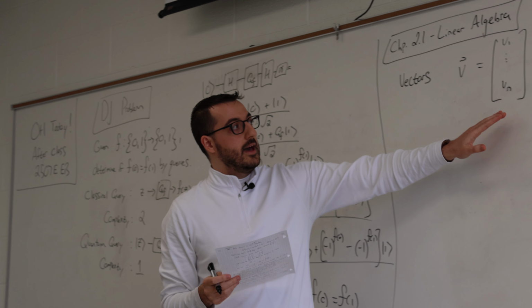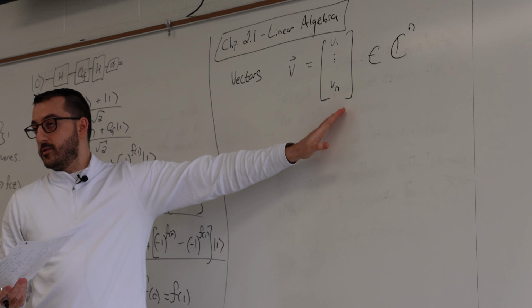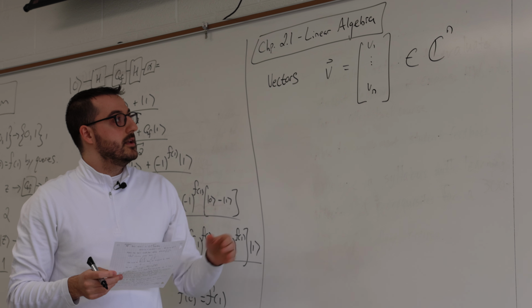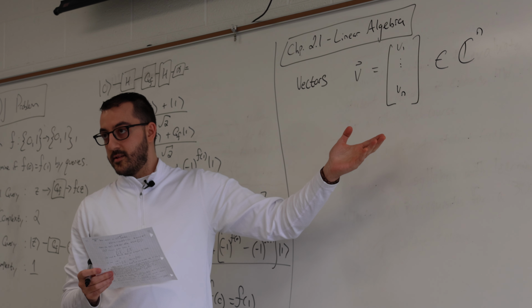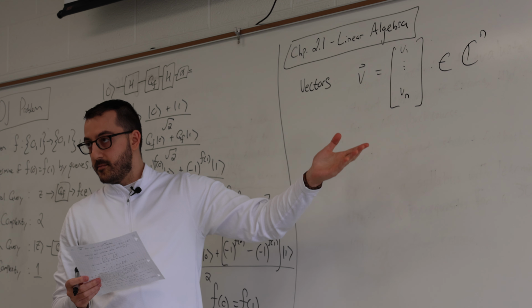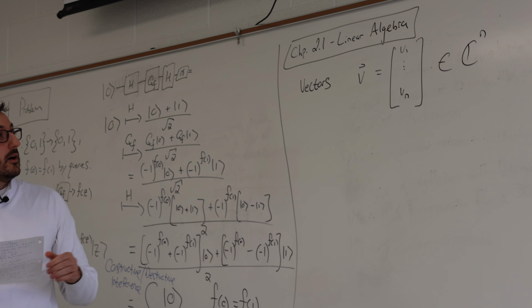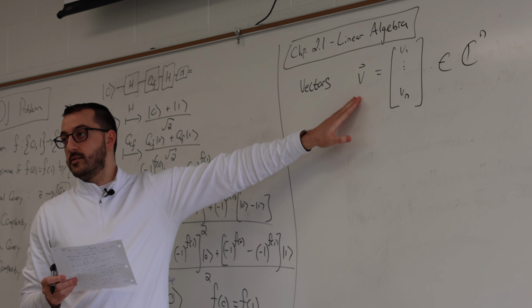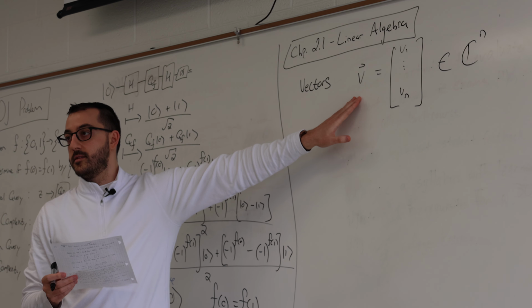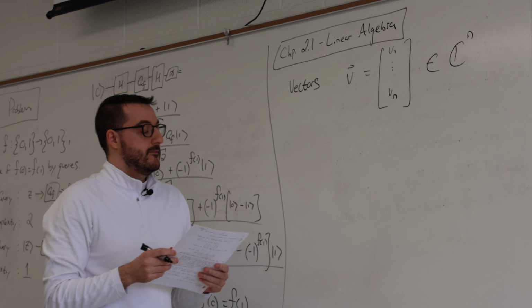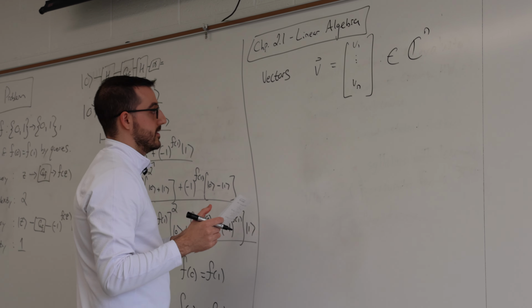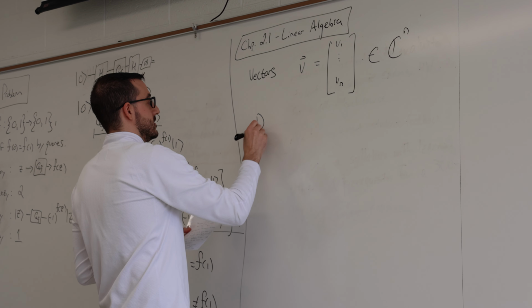You should know how to add vectors together. How do you do it? Element-wise. And you should know how to do scalar multiples of vectors. How do you do that? Also element-wise. Now, this is the mathematical notation that you're probably familiar with. In quantum information and quantum mechanics, we use a slightly different notation. We use Dirac notation.